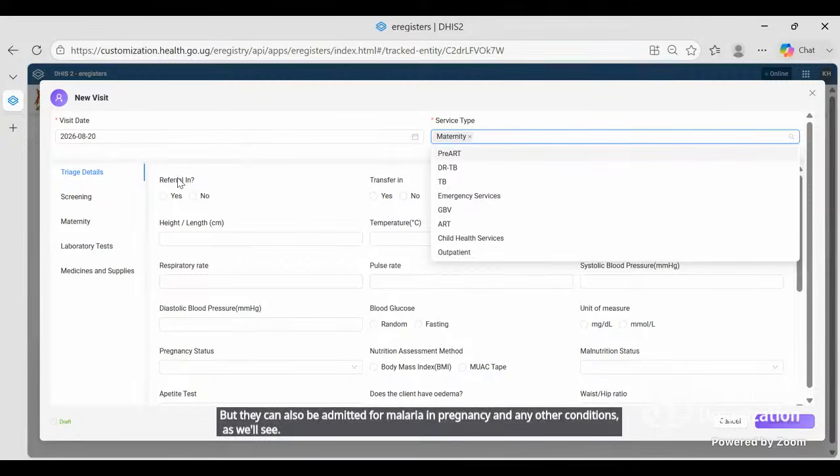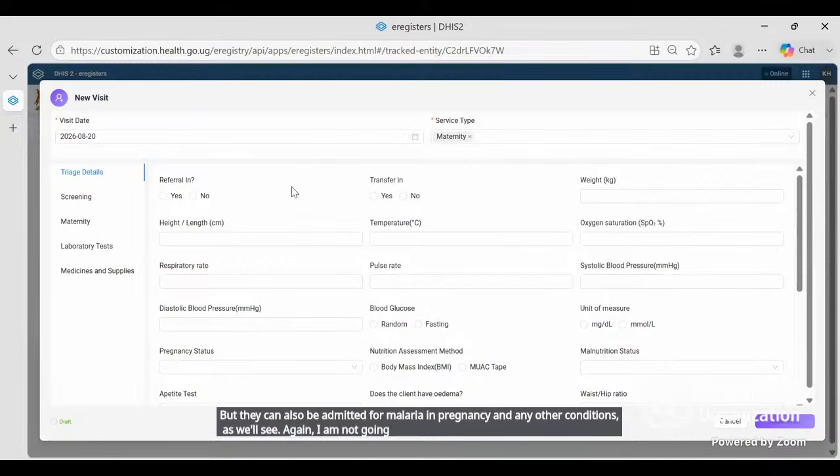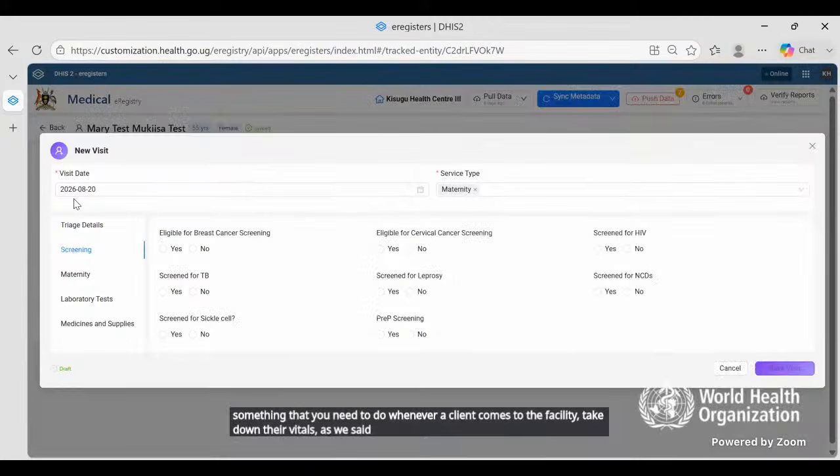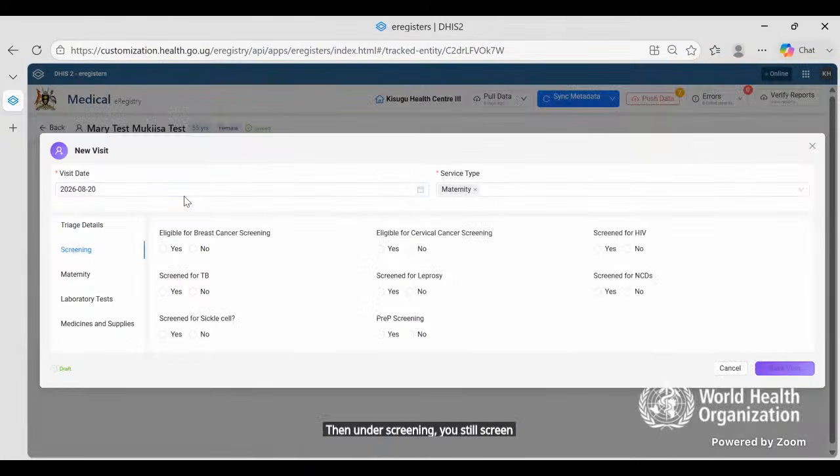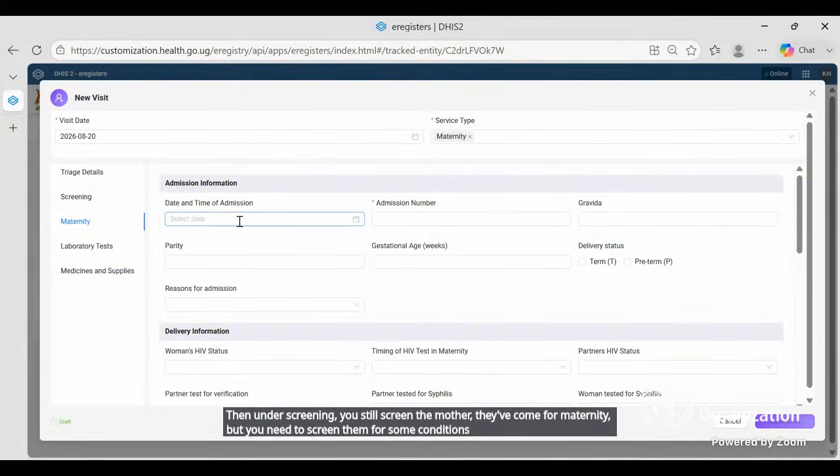Again, I am not going to go over the triage, because this is something that you need to do whenever a client comes to the facility. Take down their vitals, as we said. Then under screening, you still screen the mother. They've come for maternity, but you need to screen them for some conditions. So we shall go straight to maternity, which is our point of focus.